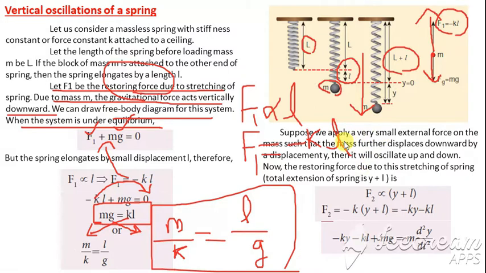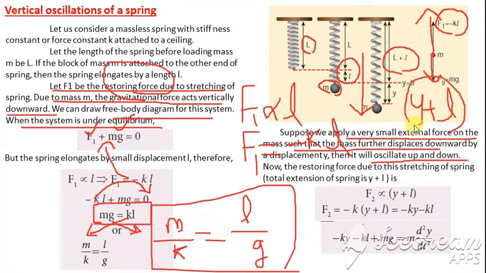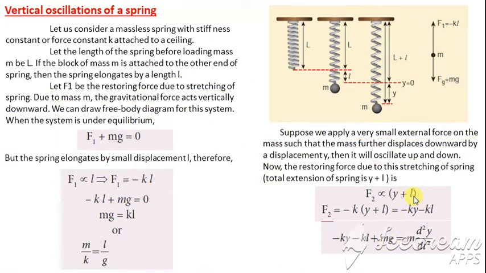Next, suppose a small force is applied to oscillate up and down, then the displacement becomes y plus l. So here, in the first condition, the displacement we write as l alone. Now the displacement we are going to write as y plus l. In the same way, proportional to, so to remove this, the constant is minus K. Now multiply this minus K inside. So minus Ky minus K into l.